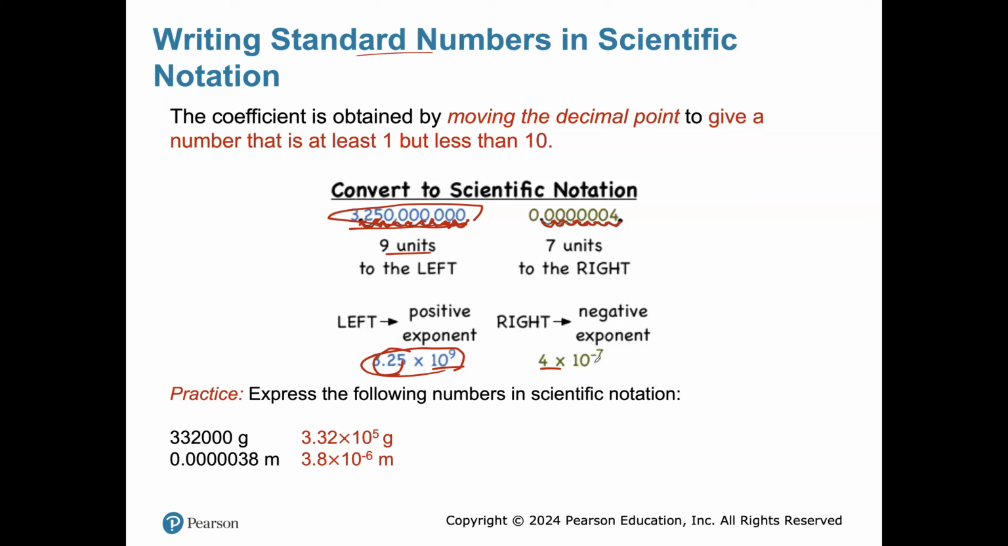So if you move the decimal to the left, we get a positive exponent. If you move the decimal to the right, we get a negative exponent. And then feel free to walk through those 2 examples shown over here.